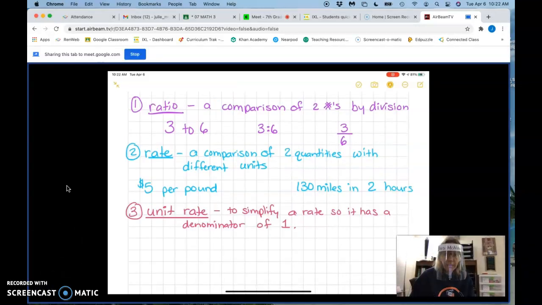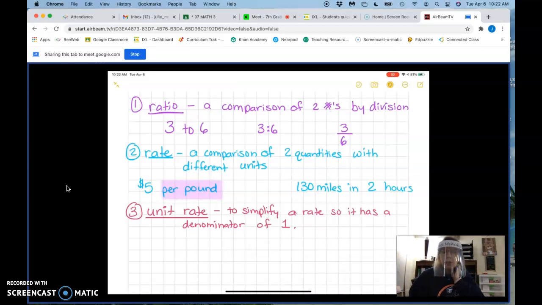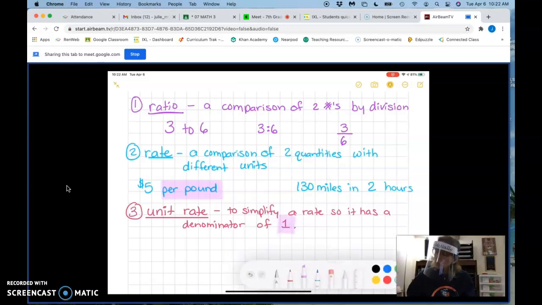So a unit rate is when we simplify a rate so that it has a denominator of 1. Now this example that I gave you up top, this one is already a unit rate because it says $5 per pound, per 1 pound. So it already has that 1 on the bottom. But I'm going to show you an example and you'll know how to do it.